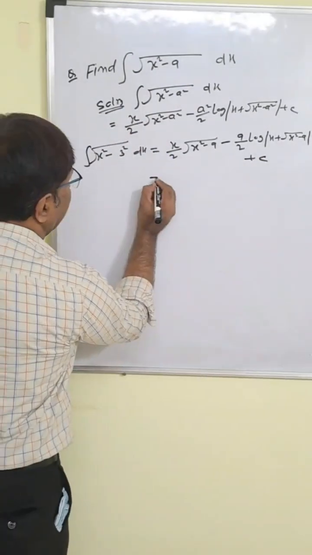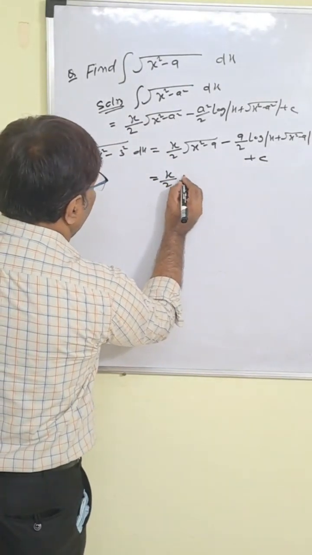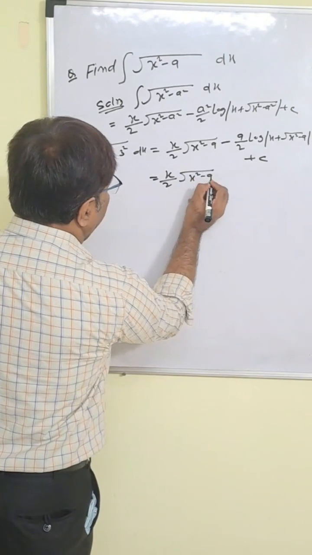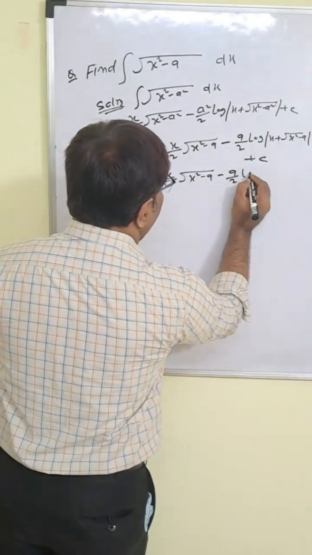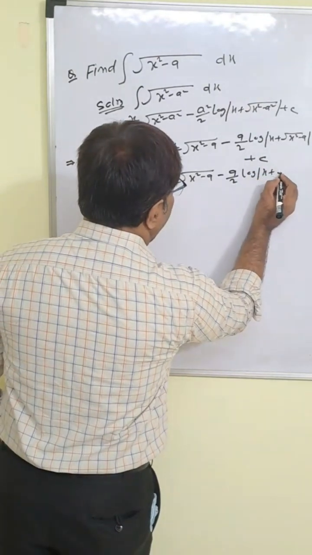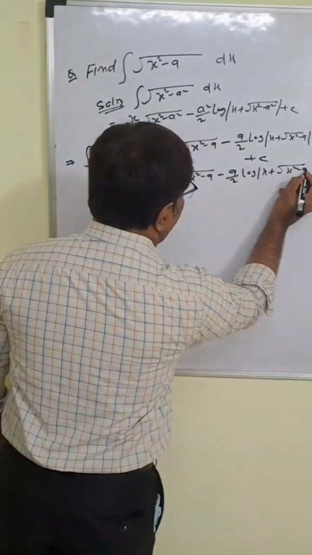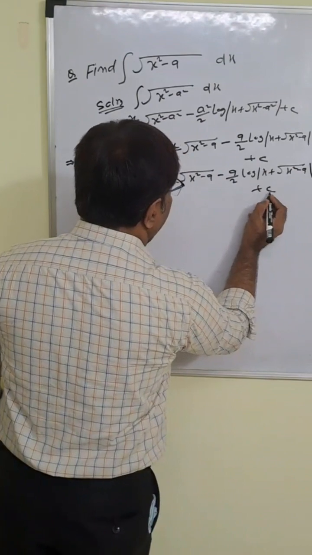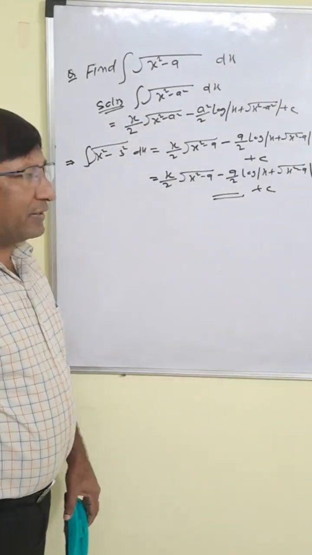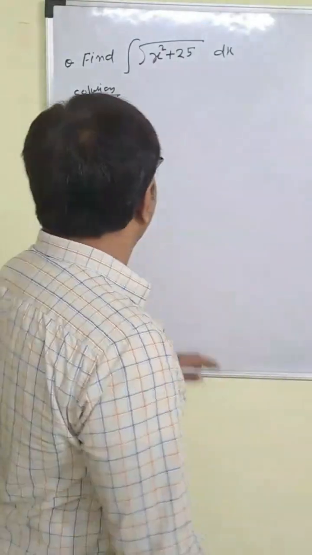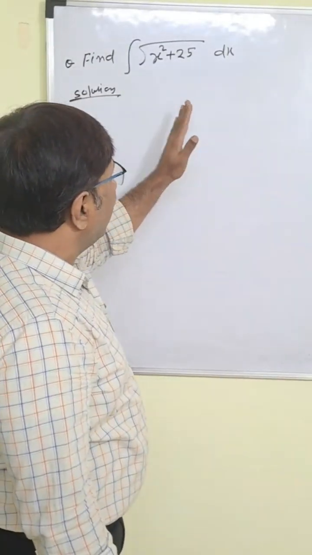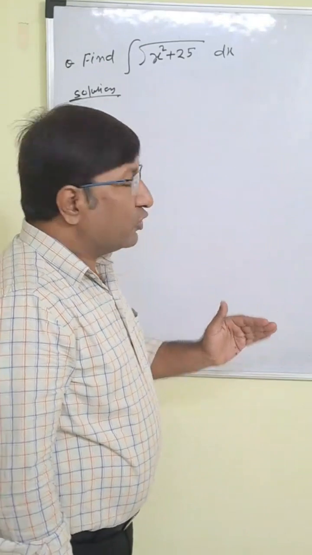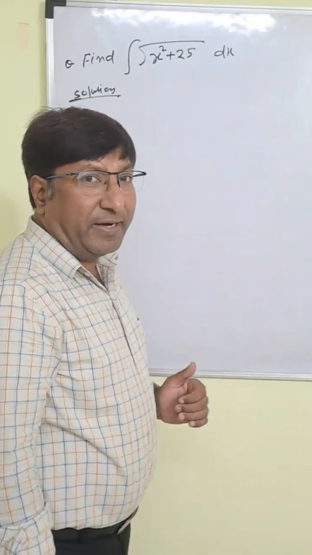So we can write this as x by 2 root under x square minus 9, and this is minus 9 by 2 and log x plus root under x square minus 9 plus c. This is our correct answer. Let us see the next question. Find the integration of root under x square plus 25 dx. So for this type of question, the simple technique is what?